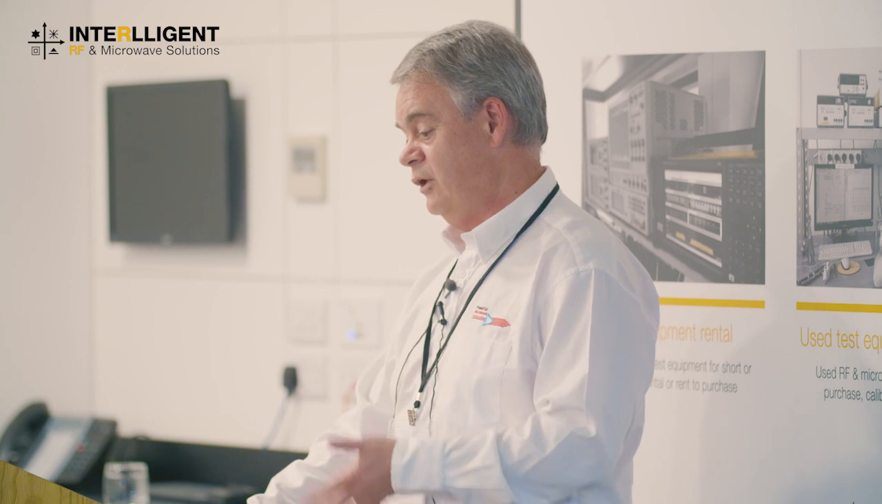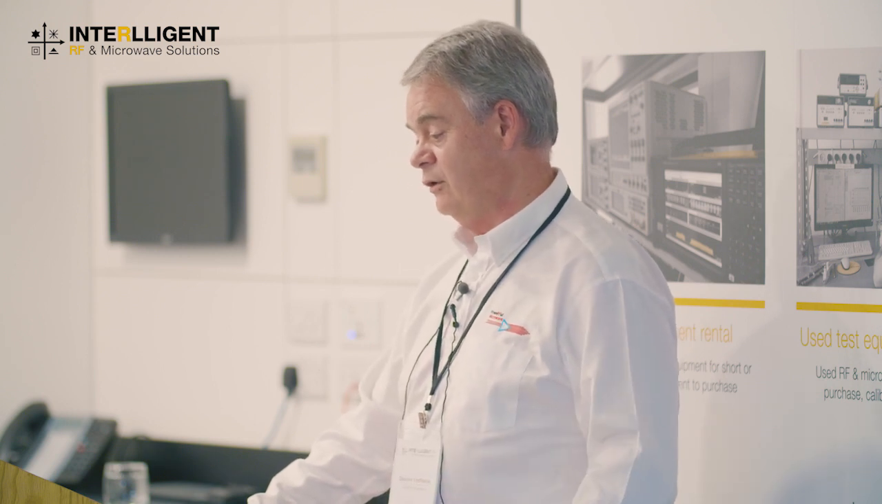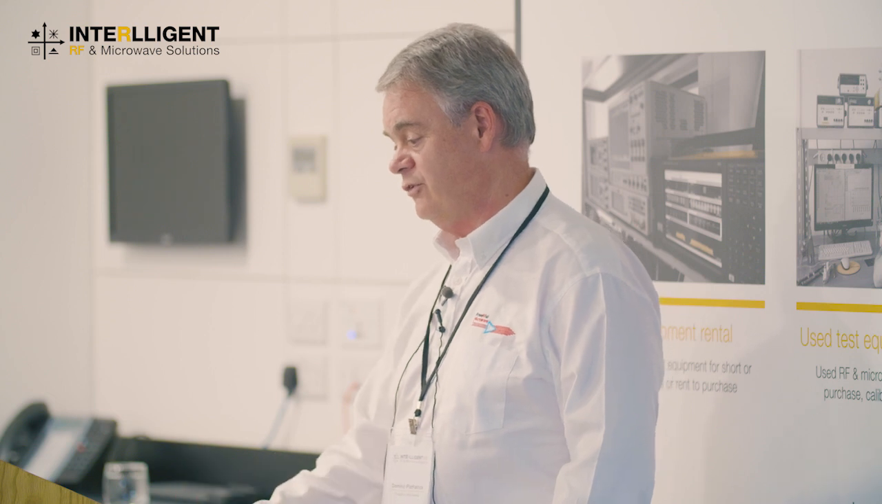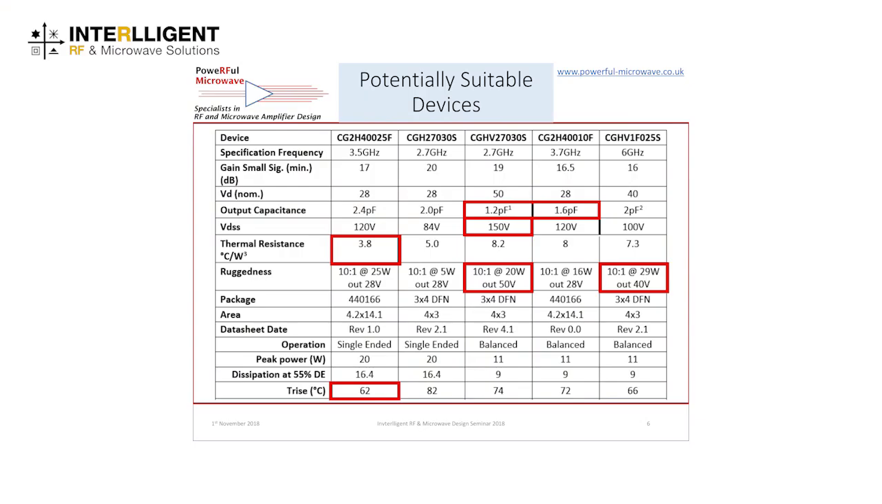So putting together a simple spreadsheet, we can look at the temperature rise with those thermal resistances. And we can see immediately that one of the devices is hotter than the others. It's got a temperature rise of about 82 degrees centigrade. And also if we look at its ruggedness, it's only specified as 10 to 1 at 5 watts output. So it's the least rugged, it's getting the hottest, so we'll discount that one.